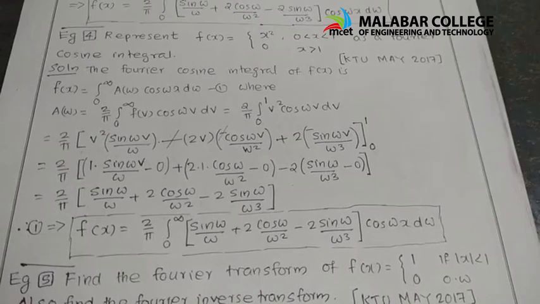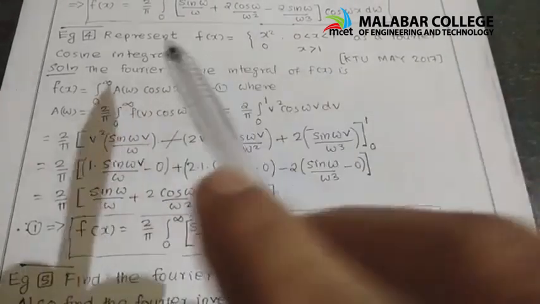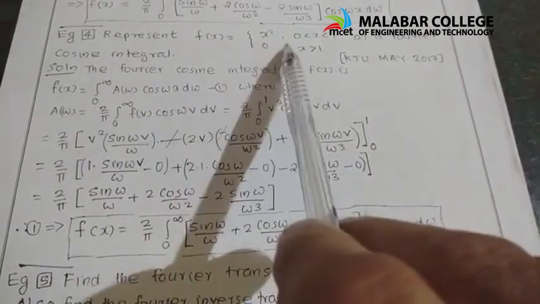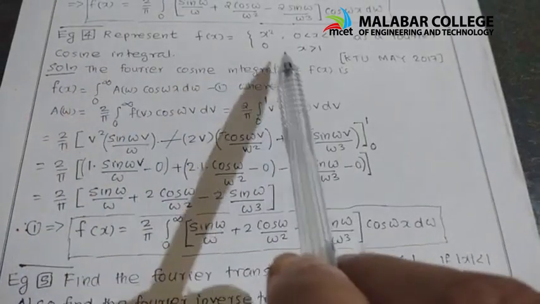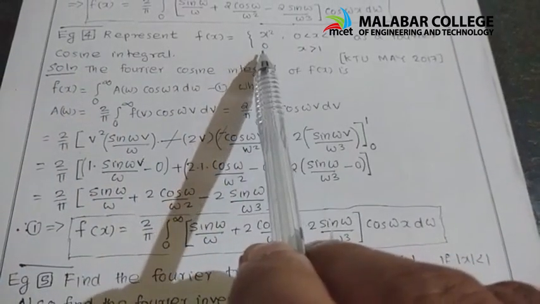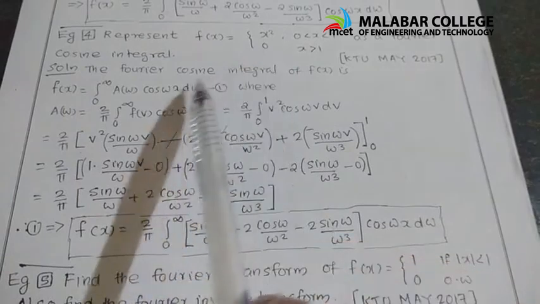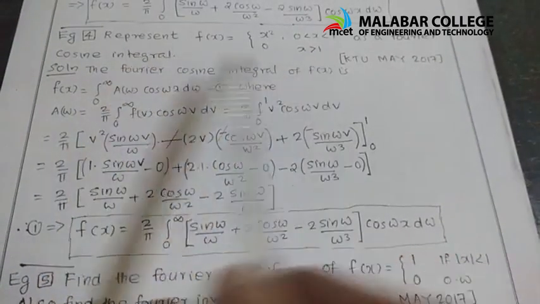I am continuing the examples. I am taking an example. Represent f of x equal to x square in between 0 and 1 as a Fourier cosine integral. For other values, x greater than 1, the value of f of x is 0. So we have to represent this function as a Fourier cosine integral.